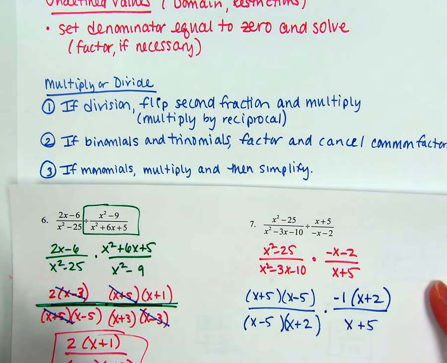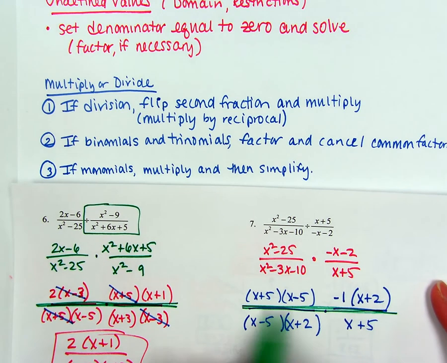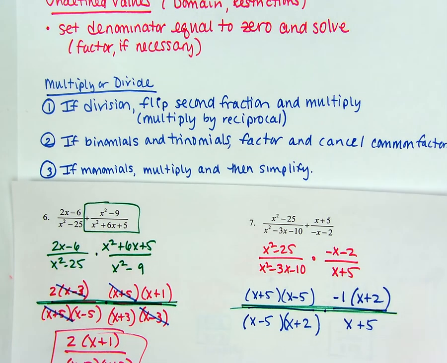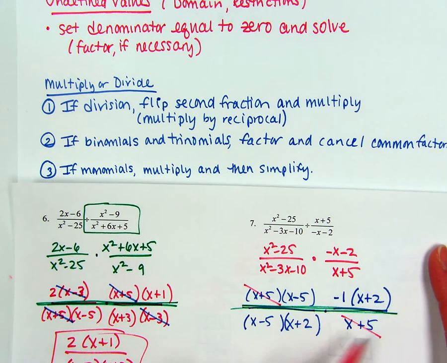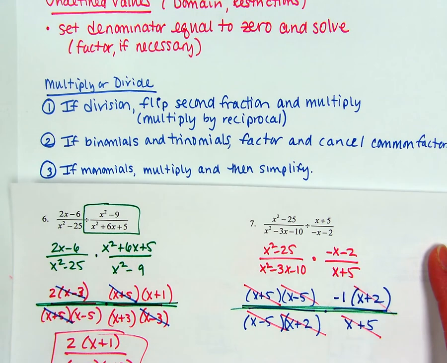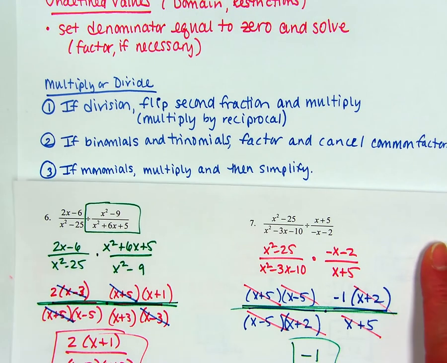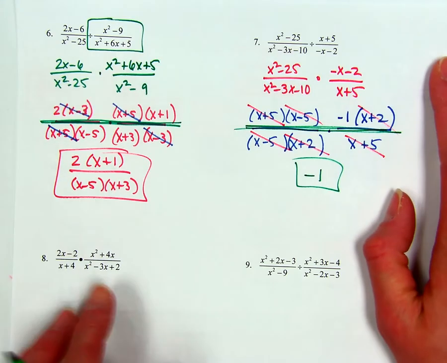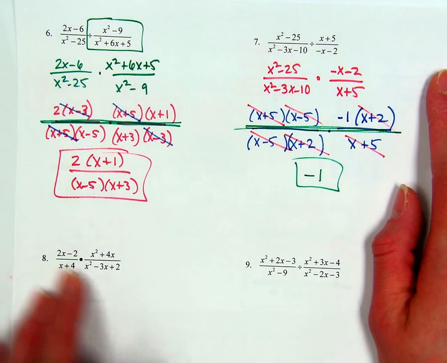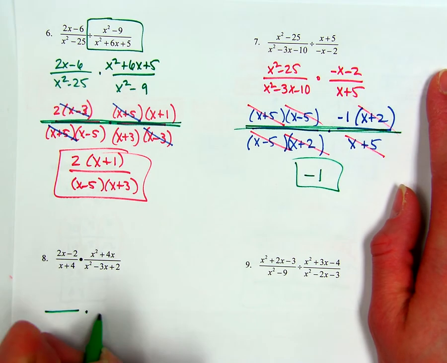Okay, so now again, look at it as one big division bar. And anything that's the same on the top and the bottom can cancel. So we got x plus 5, x minus 5, x plus 2. All those cancel, so the only thing that's left is -1. That's your final answer. All right, last two problems. Multiplication. So we do not flip anything. We're just going to try to factor.